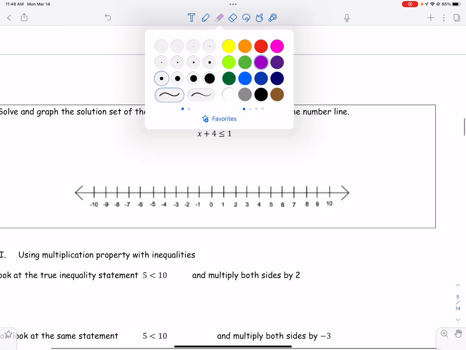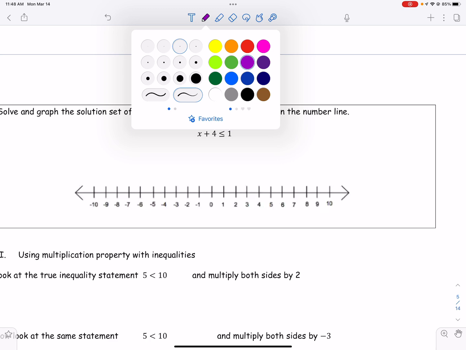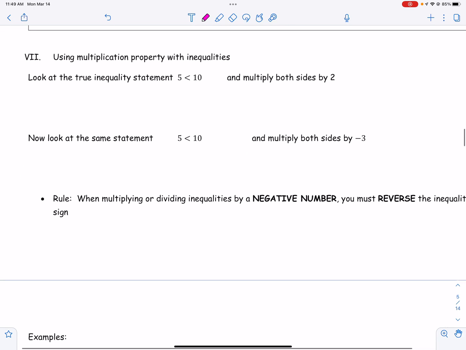Okay, now it's going to say x is an integer, and so that means I'm going to dot. So I'm going to write dots, and I'm going to subtract 4, and so x is less than or equal to -3, which means it is included. So there will be a dot on -3, and then every number on the number line that's to the left of -3. And that's it.